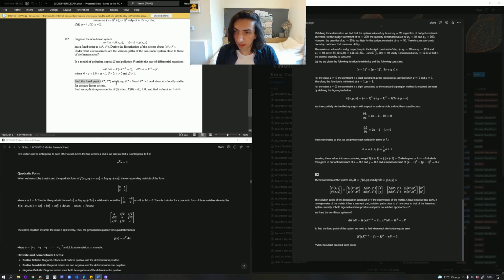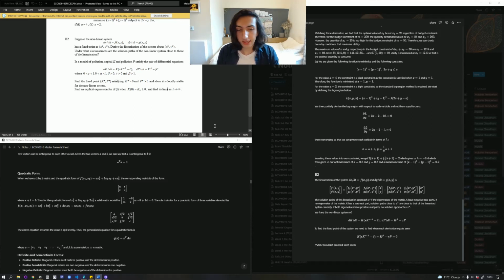Find the fixed point, basically the stable point, satisfying K must be larger than 0 and P must be larger than 0, and show that it is locally stable for the nonlinear system. Find an implicit expression for K(t), where K(0) equals K0, which is larger than 0, and find its limit as t approaches infinity.